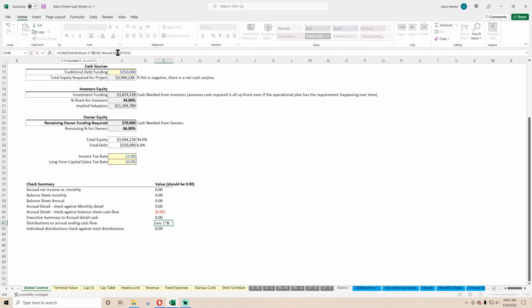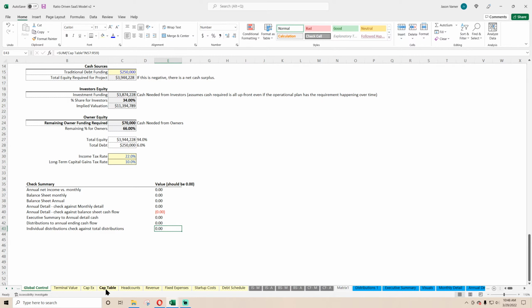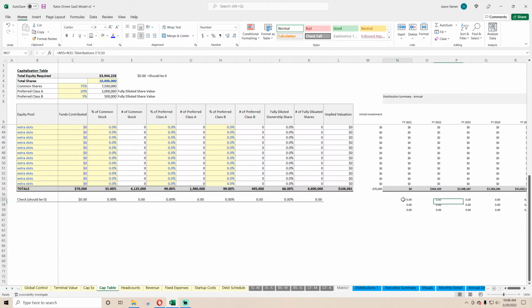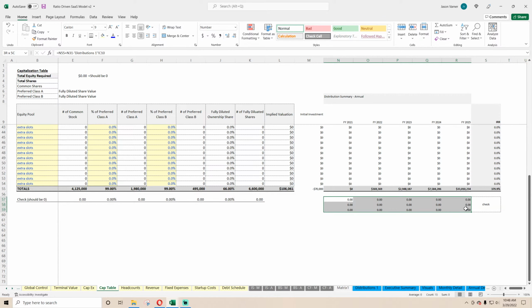This is 10, not 9. Oh. And then minus that. Perfect. And then finally, distribution check N57, R59, which is checking, making sure these are all good.